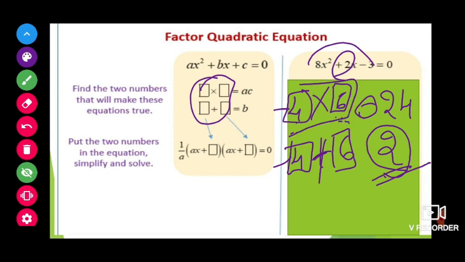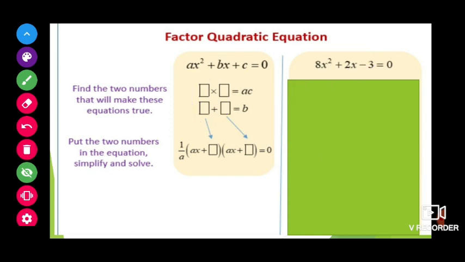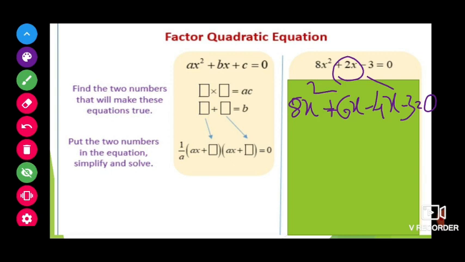Now by using these two numbers, we have to split the middle term. 8x square plus 2x I will write as plus 6x minus 4x. Even if I write plus 6x minus 4x, it will be the same, no? We will get 2x again. How I split it, I already showed you. Now minus 3 equals 0. Now from these two terms, we can take 2x common.